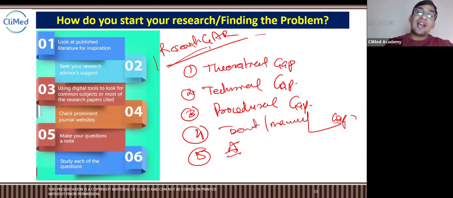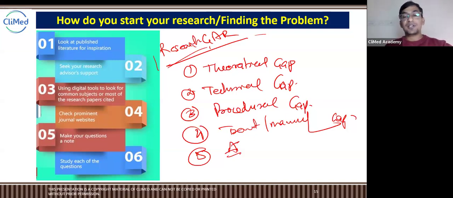So that is also a technical and procedural gap. You are enhancing the speed, you are enhancing the efficacy, you are saving time with the help of technology or any kind of things, and you are enhancing the performance of any procedure and getting into positive outcomes, right? So that kind of research gap is called a technical or procedural gap.